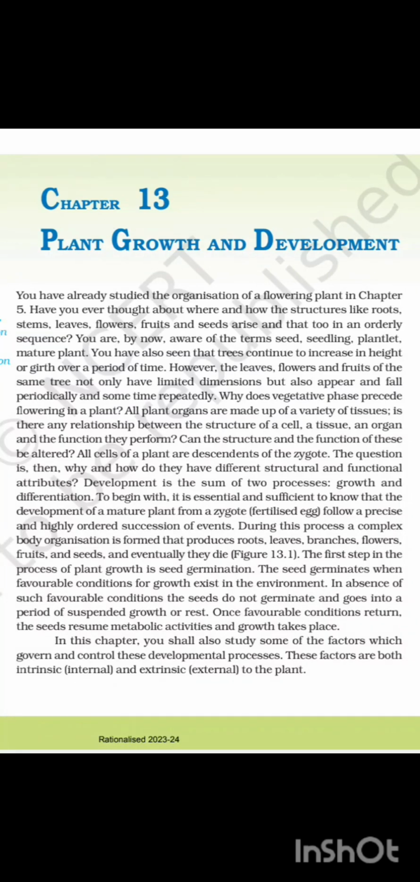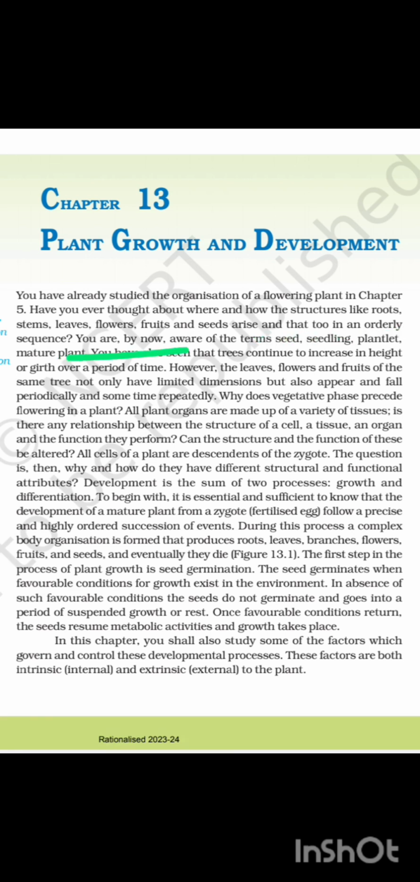Chapter 13, Plant Growth and Development. You have already studied the organization of a flowering plant in Chapter 5. Have you ever thought about where and how the structures like roots, stems, leaf, flower, fruit, and seed arise, and that too in an orderly sequence?